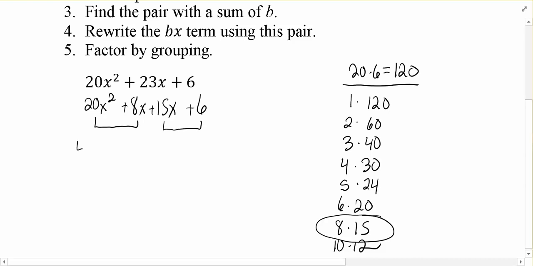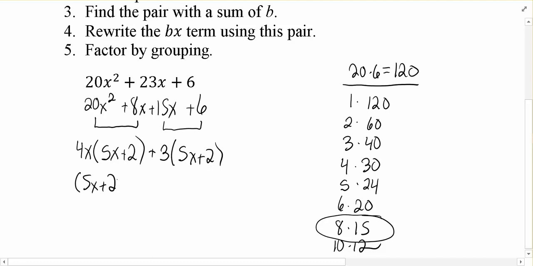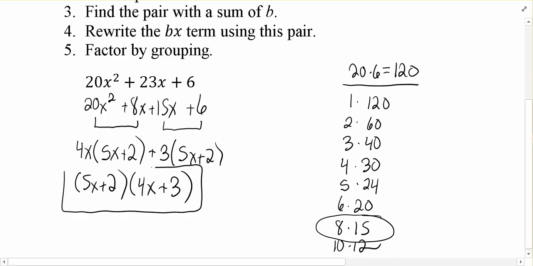From the first 2, we can pull out a 4x. That leaves us 5x plus 2. From the second group, we can pull out a 3. That also leaves us 5x plus 2. And now we can pull the 5x plus 2 out, leaving a 4x from the first term and a 3 from the second term. And that's how we can use AC grouping to factor a trinomial.